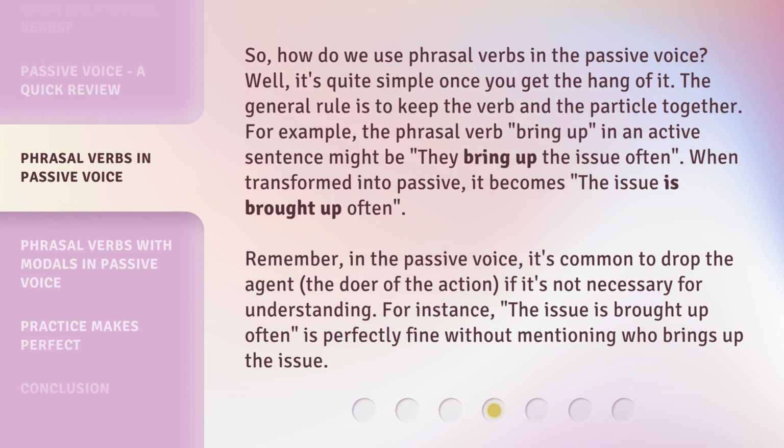So, how do we use phrasal verbs in the passive voice? Well, it's quite simple once you get the hang of it. The general rule is to keep the verb and the particle together. For example, the phrasal verb, bring up, in an active sentence might be, they bring up the issue often. When transformed into passive, it becomes, the issue is brought up often.